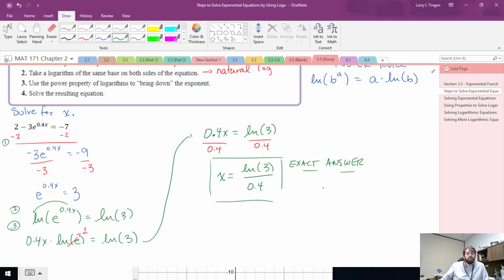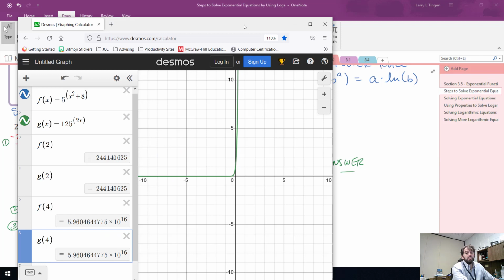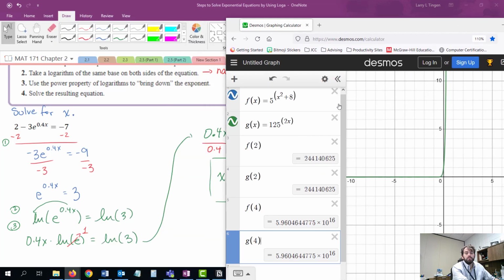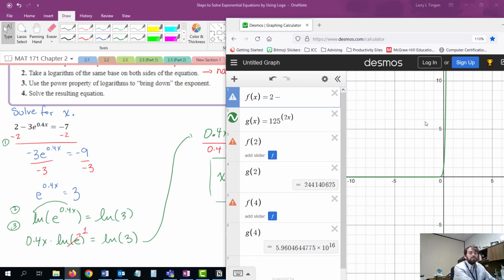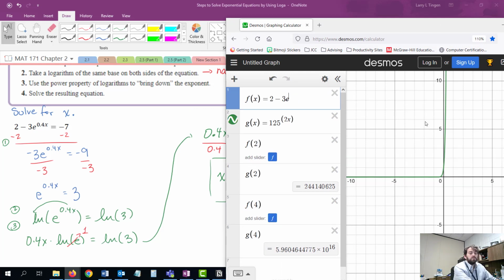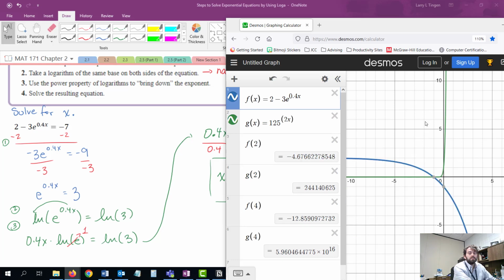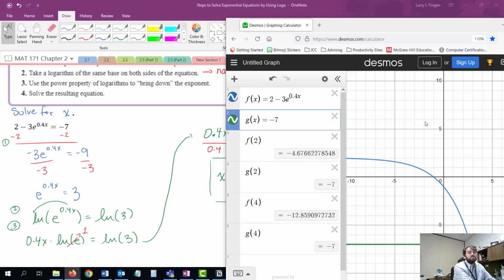If you want to check, again, Desmos is a great tool for this. You can check this by hand as well. Let's change it. So f of x is 2 minus 3 e to the 0.4x. And g of x is the other side of the equation, which is -7. That's very boring, right? So g of x is -7. That's just a horizontal line.